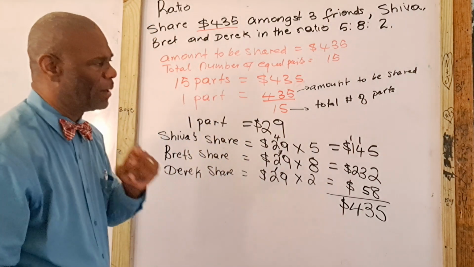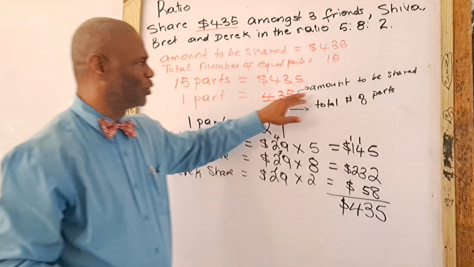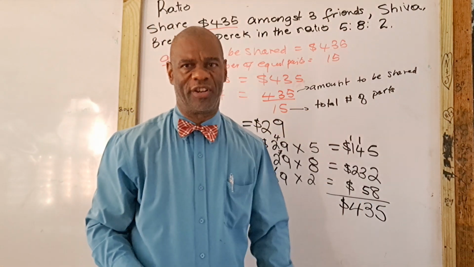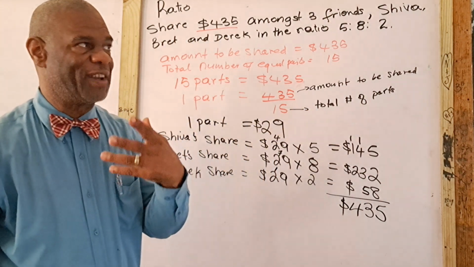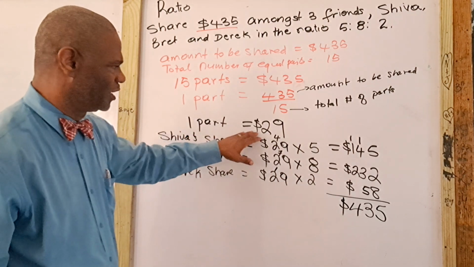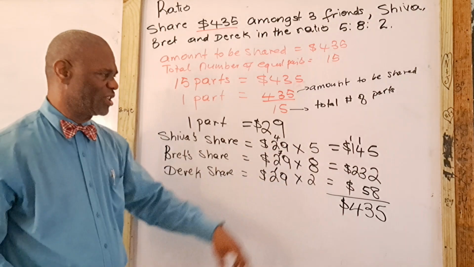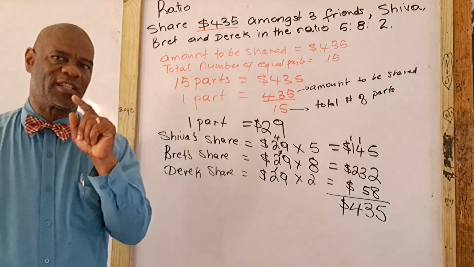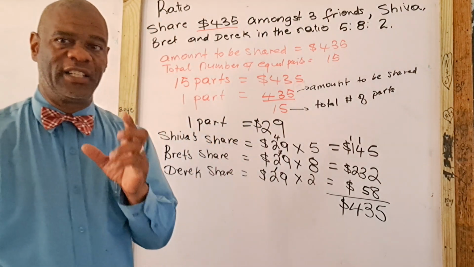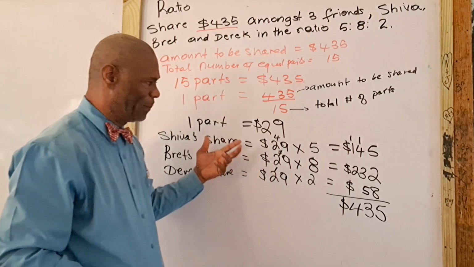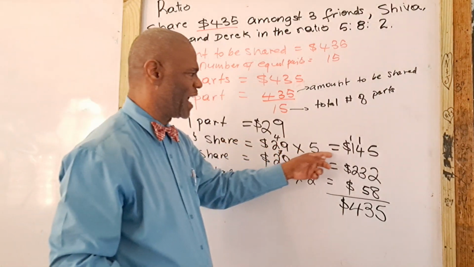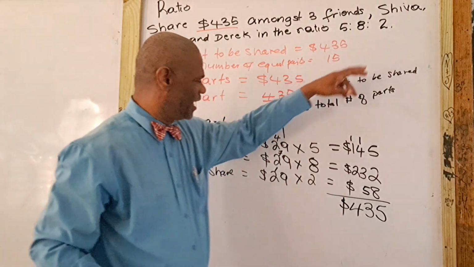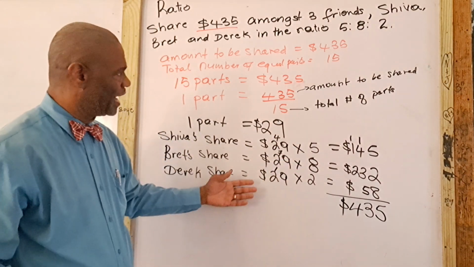Alright? Now to find out what 1 part is, we divide the amount of money to be shared by the total number of parts it is to be divided into. We did that and we got 29. So 1 part is $29. Now Shiva would have gotten 5 parts. So in order to find out what her share of money would be, we multiply 1 part by 5, so that's 29 times 5 gives us 145. And then Brett's share is 8 parts, and so we multiply 8 by 29 and so on.